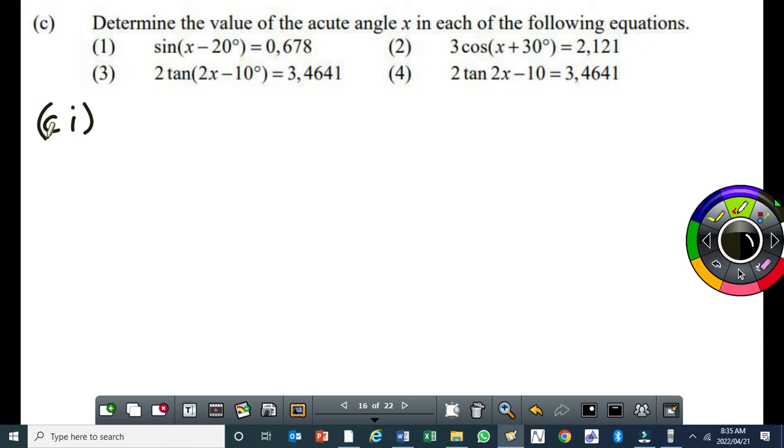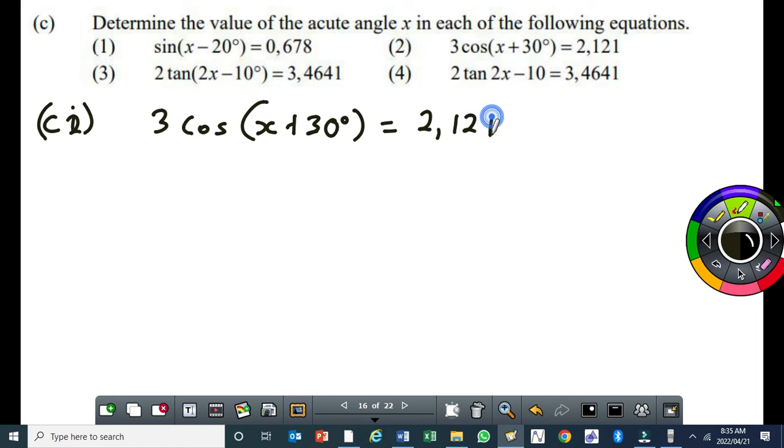So I'm going to show you number 2 and number 4. Because number 1 and 3 are almost like number 2. So if I do number 2, you should be able to do number 1, you should be able to do number 3. Is that clear? Right. So number 2, we have 3 cosine of x plus 30 degrees equal to 2,121.